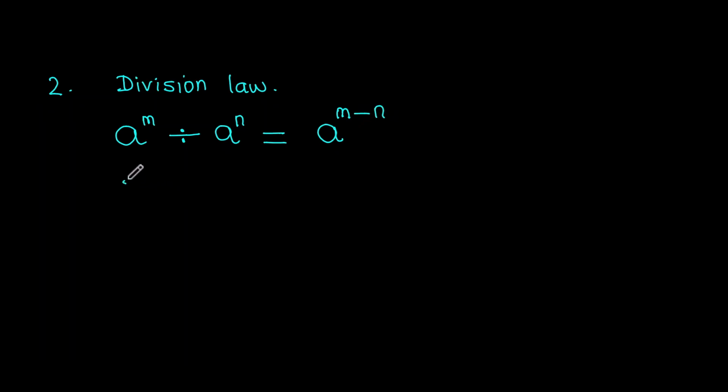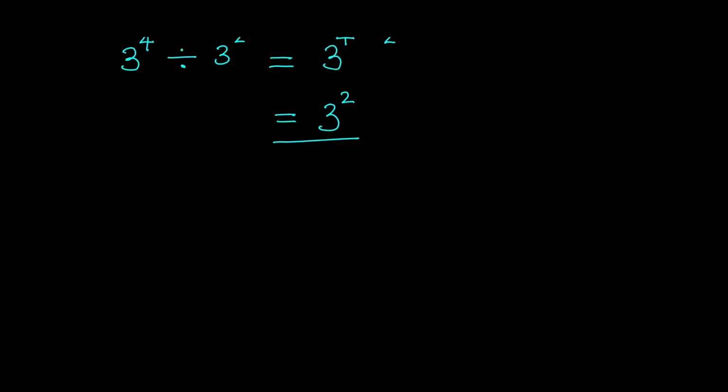For example, 3 to the power of 4. If I divide this by 3 to the power of 2, according to this law, I will maintain my 3, and 4 subtract 2. Now subtracting that, our index would be 2. Now let's move on to the third law. The third law is about the power rule.